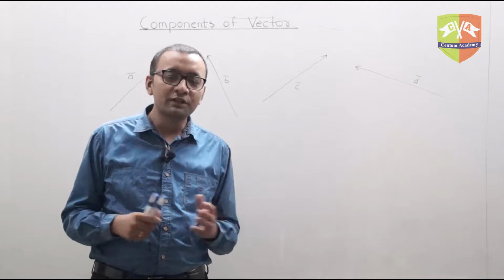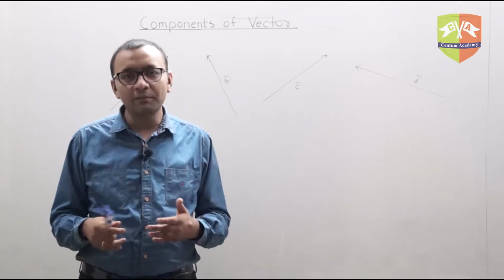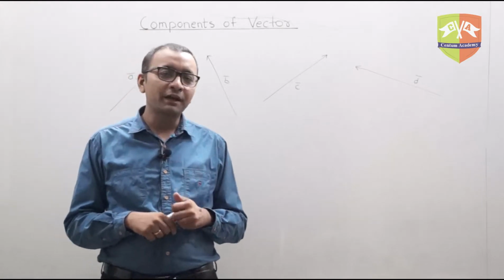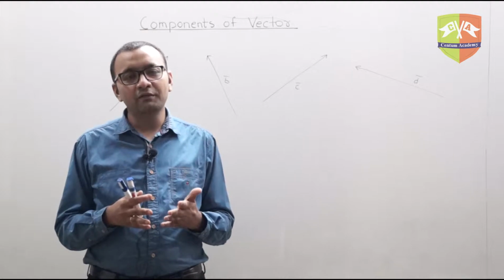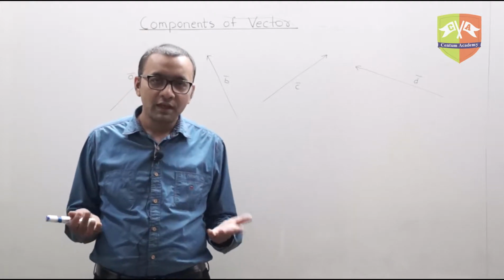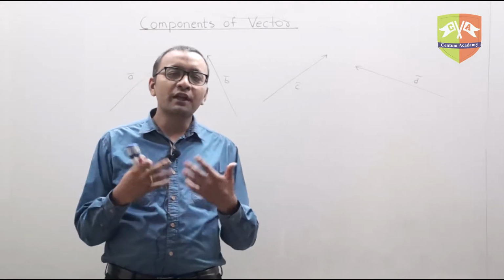Now in physics you will see multiple times there will be more than two vectors. For example, multiple forces are applied on a particle, right? So the total force applied on that particle will be the sum of all the forces. Similarly, such situations can arise in physics. Now how to deal with that?